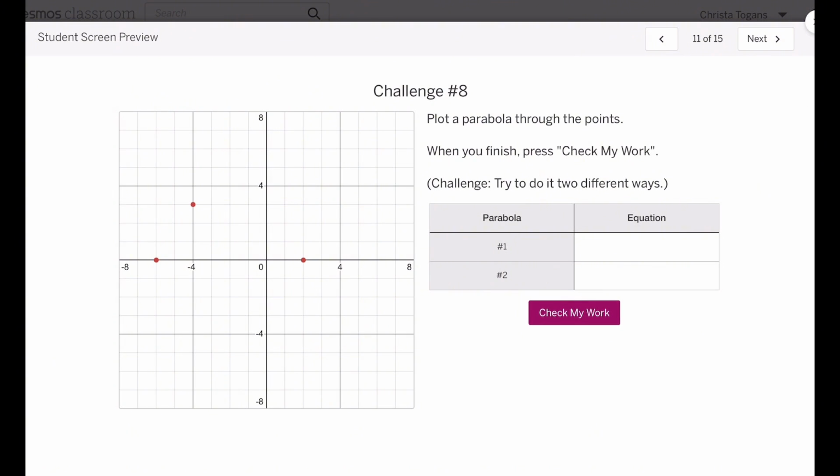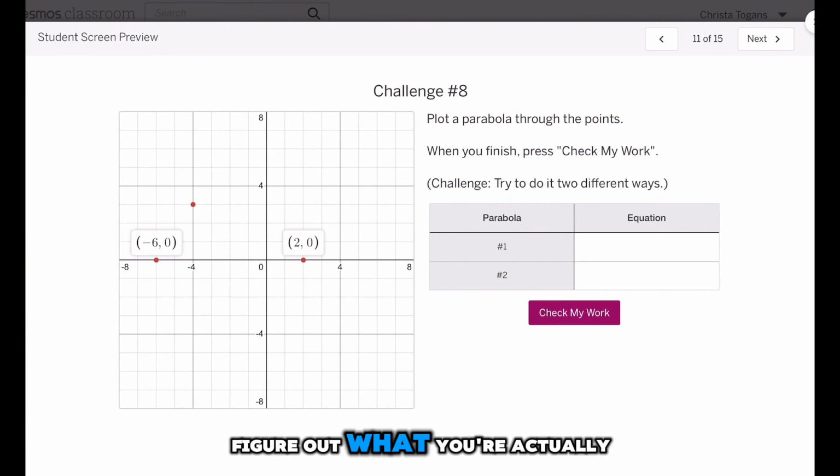So now you get to utilize everything that you did, right? So you know that you have 2 x-intercepts, right? And so you have to figure out what you're actually going to use. It says try to do it 2 different ways. I showed you the vertex way and you have a vertex right there, -4, 3. All right.